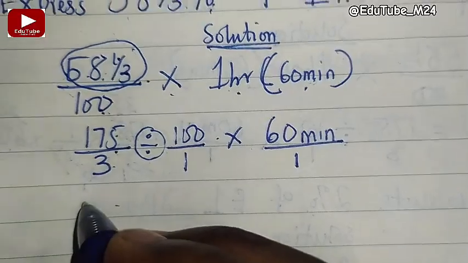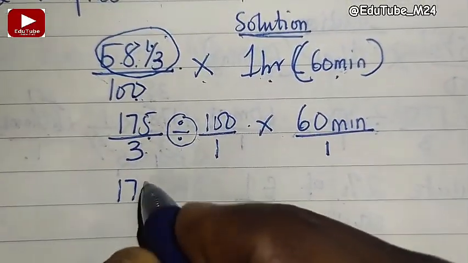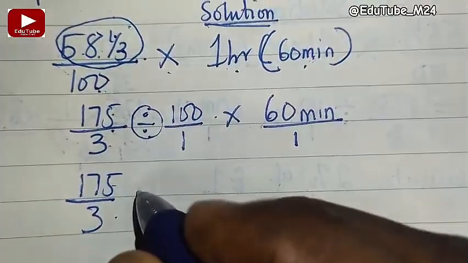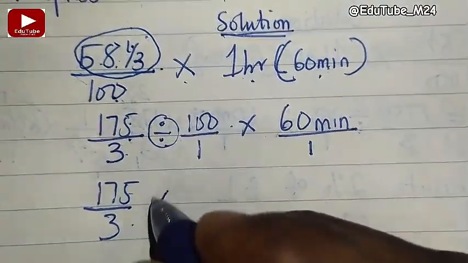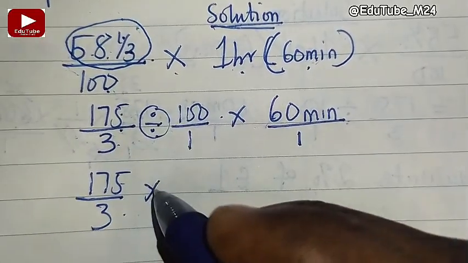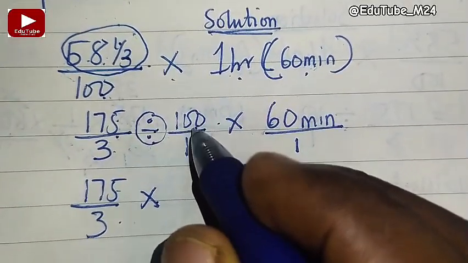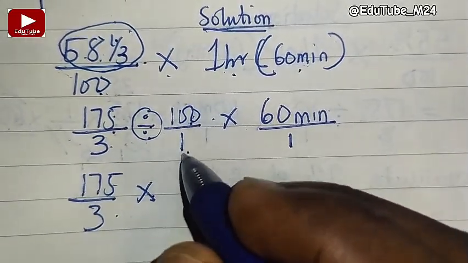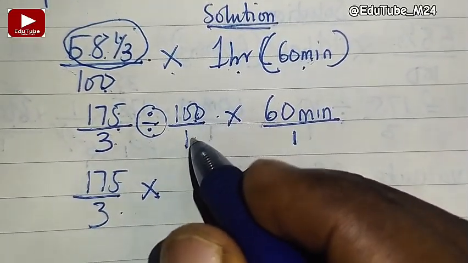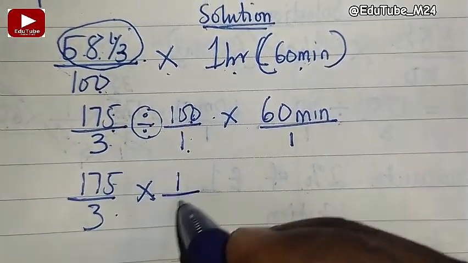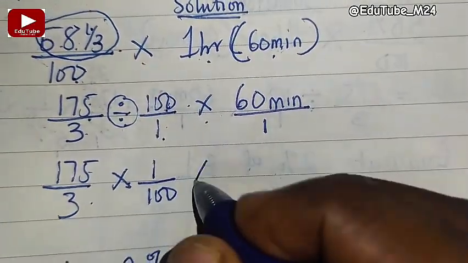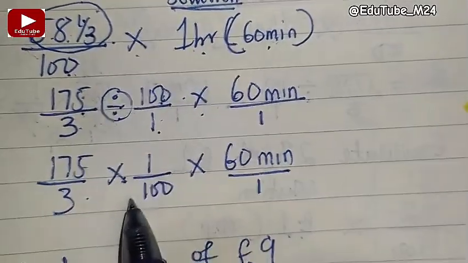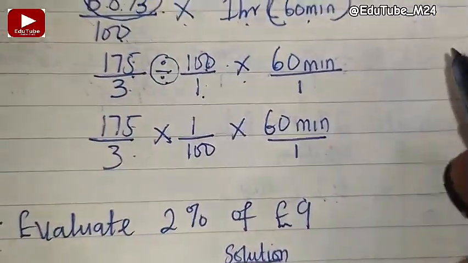So this fraction is going to be rewritten again one more time. So I will have 175 out of 3. Then the division sign we convert to times, and the transformation of this division to times also has an effect on the 100 over 1, which is the number next to it. So this fraction we invert. Instead of having 100 over 1, we are going to have 1 over 100, then times 60 minutes out of 1. Now like this, I can operate on them and evaluate and get my answer.